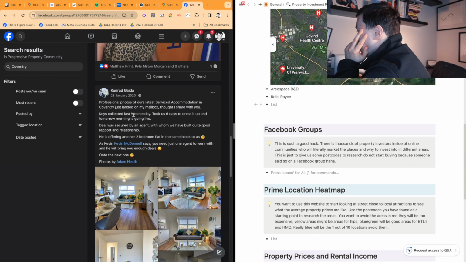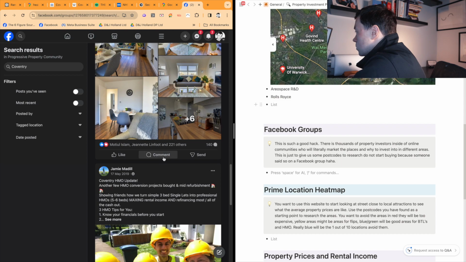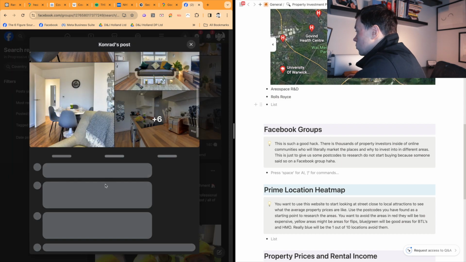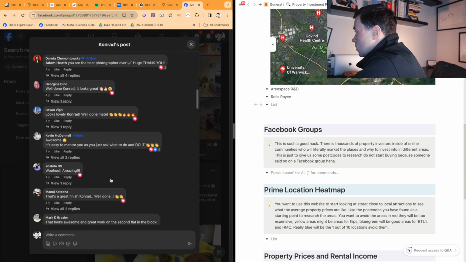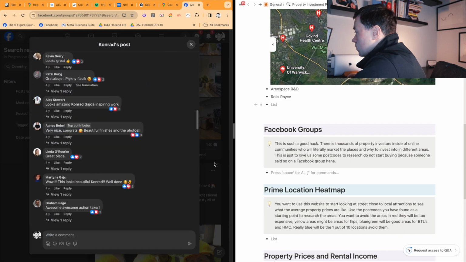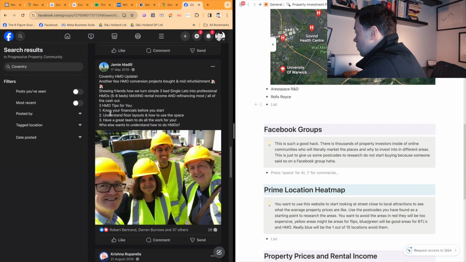Here we go. Professional photos and serviced accommodation. This was 2020 in Coventry. Just thought I'd share with you. Keys collected Wednesday. Deal sourced by an agent. Any idea where this is? No real clue.